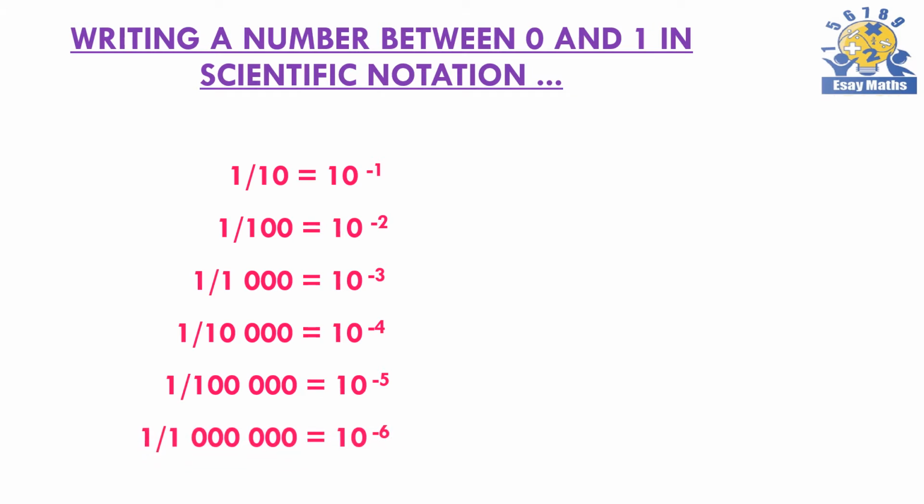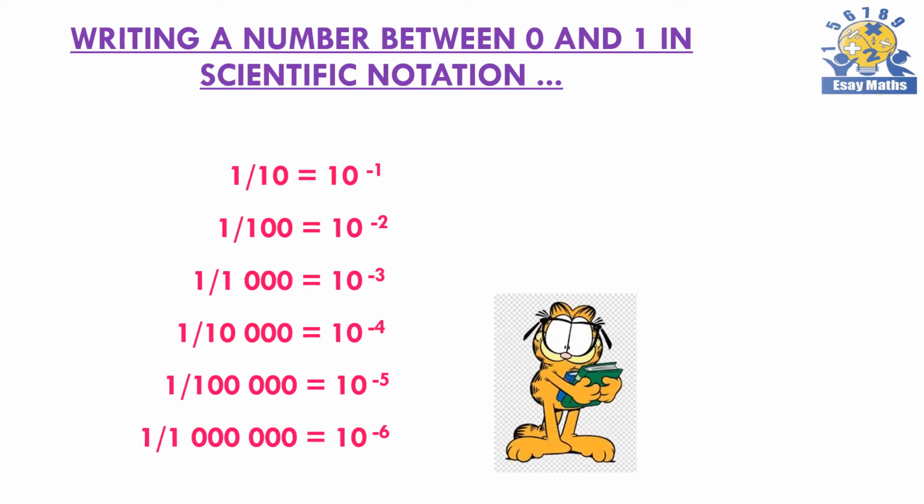1 over million. Million means 10 to the power 6. Then we can express it as 10 to the power minus 6. I think that now you have a good knowledge about the powers with negative indices with the base 10.